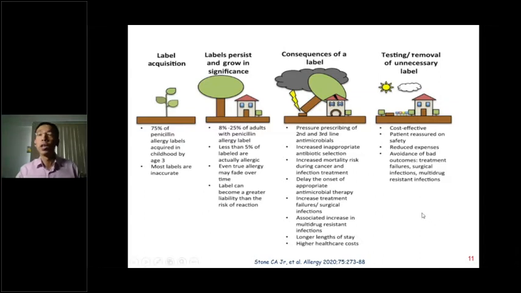So what about the converse, which is to test and remove unnecessary drug allergy labels? Well, we do know that this can be a pretty cost-effective measure. Patients then become reassured that they are safe enough to continue or to restart taking the drug which they had been deemed allergic to for the last 2 to 3 decades or so. Expenses are reduced because most of these drugs are much cheaper. And also there is an avoidance of bad outcomes, for example, treatment failure, surgical infections, multi-drug resistance. But there are certain caveats about unlabeling, which we will talk about later on in this talk.